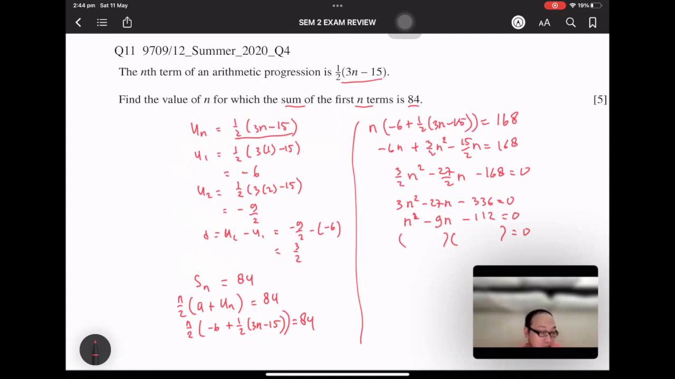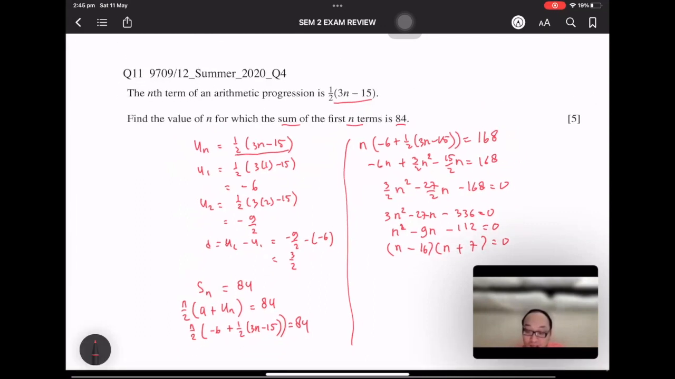So 112 divided by 7. Oh, yes. So this is n, and I have 16 and 7. To make it negative 9, it is negative 16 plus 7. So that means n equals 16 or n equals negative 7, but n cannot be negative. So we reject. So the answer is n equals 16.